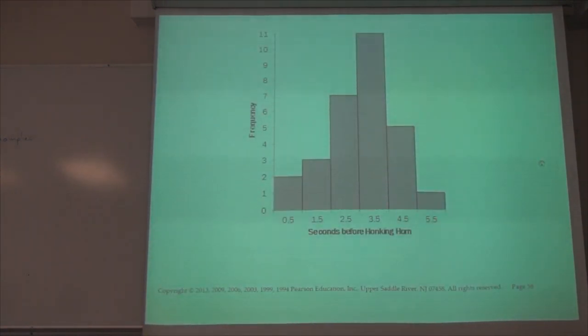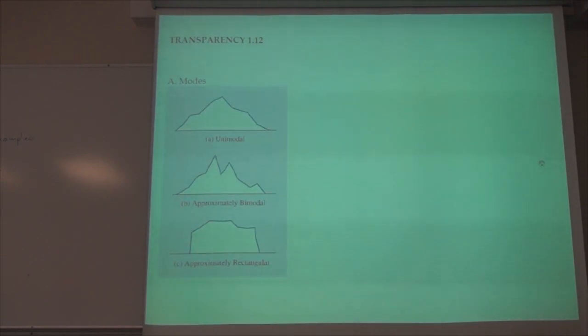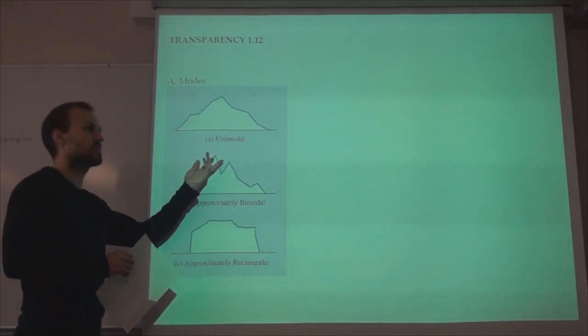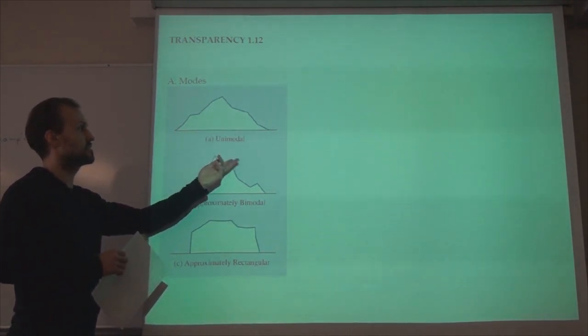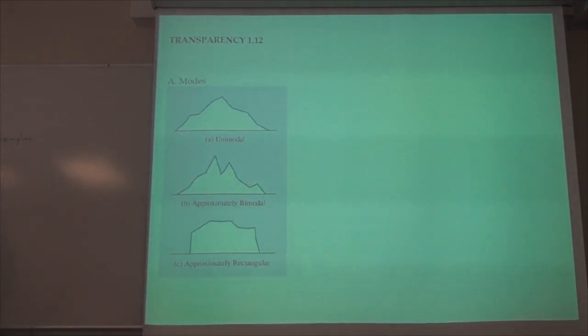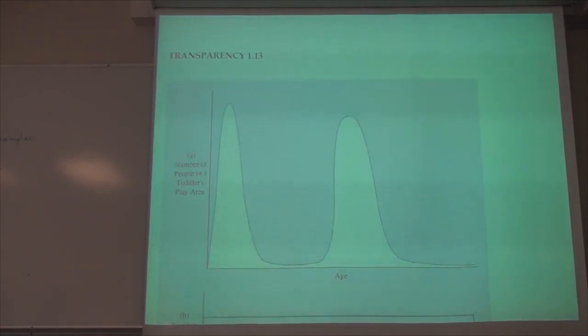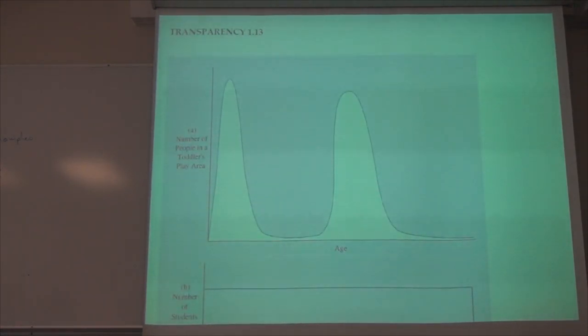If I go back to 112, I could also have something that has a couple of values that occur not necessarily exactly at the same frequency, but much higher than the rest. Then we call that bimodal, or approximately bimodal, 502. Slide 113, something like this, where, that's interesting.